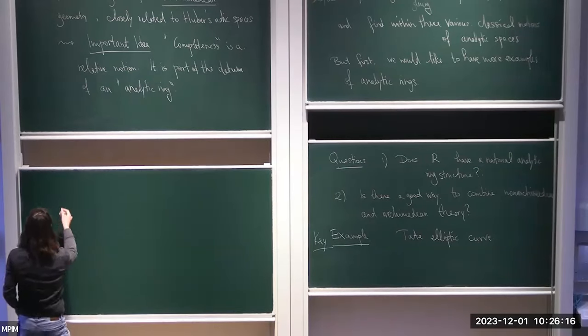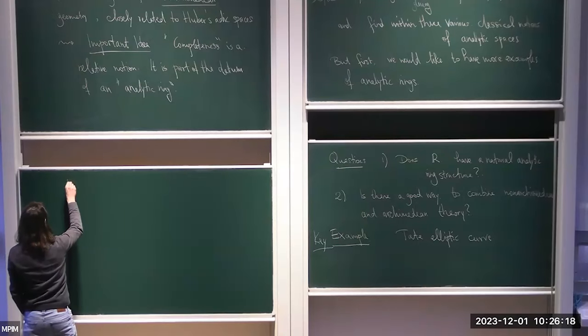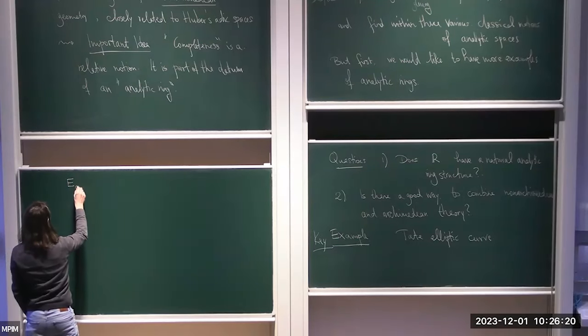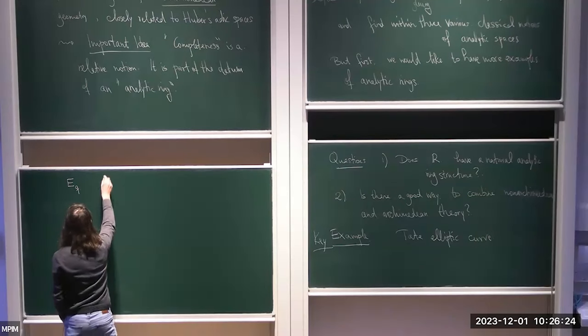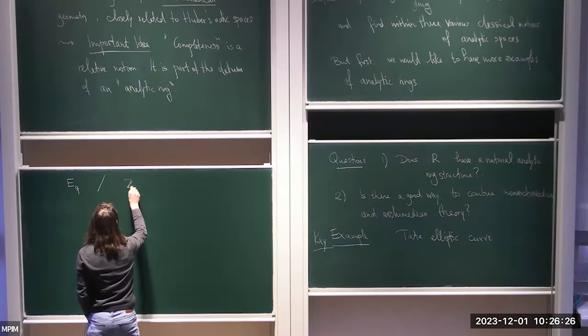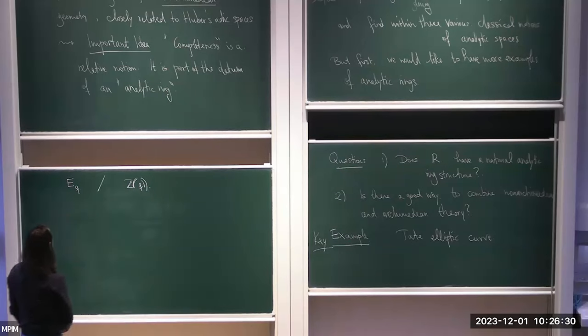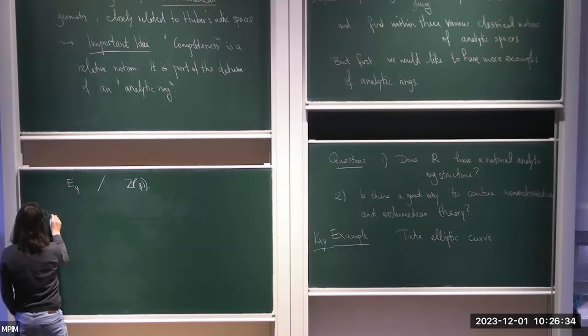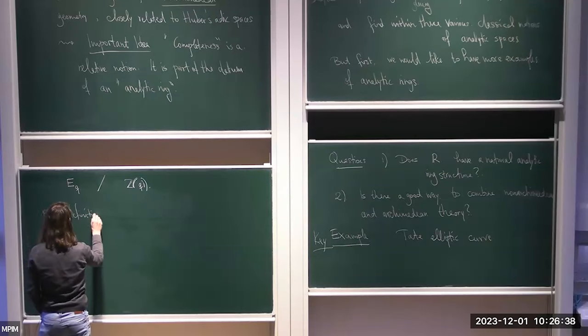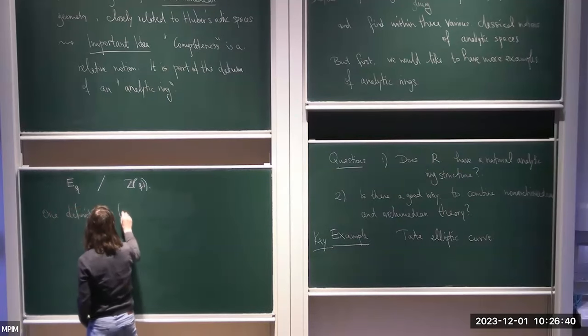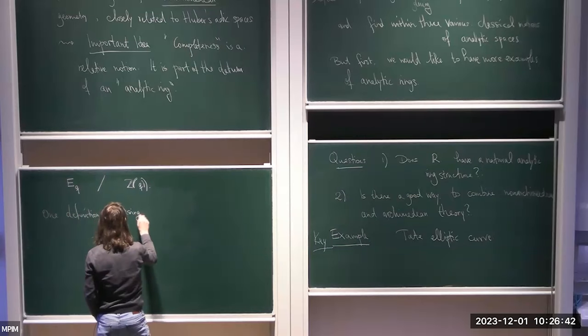So the Tate elliptic curve, say, is some elliptic curve E_q that can be defined, for example, over the ring of Laurent series in q. And here's one way to define it. That's basically using the framework of analytic spaces.